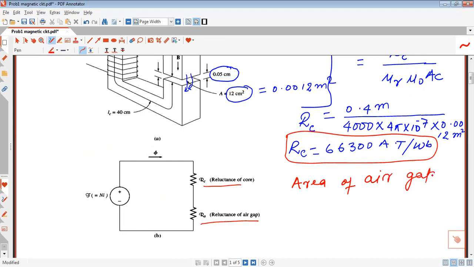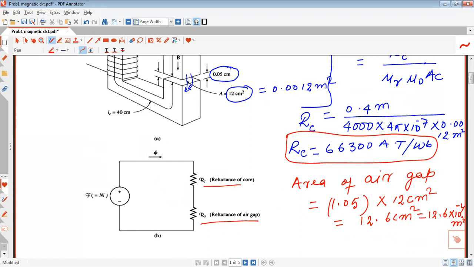Here the area is increased by 5%. What does it mean? It means our new area of the air gap will be 1.05, since 5% is increased, multiplied by its original area of 12 centimeter square. If we multiply it, it is coming 12.6 centimeter square, or 12.6 into 10 to the power minus 4 meter square.